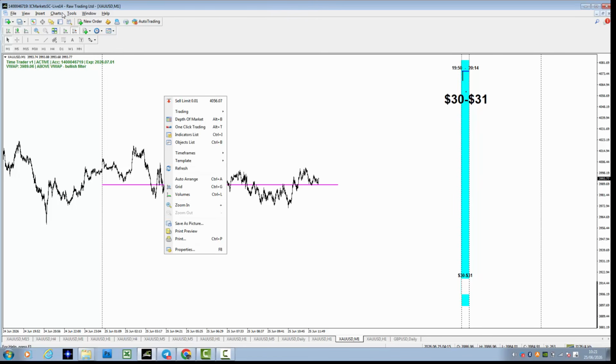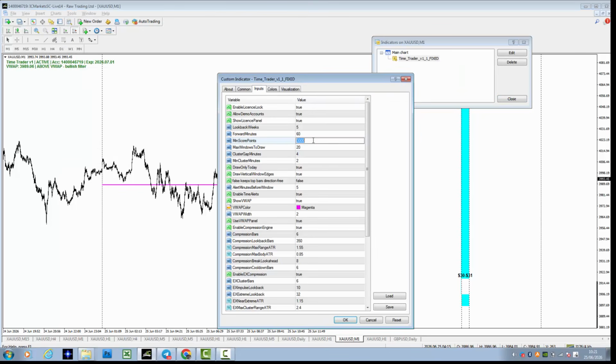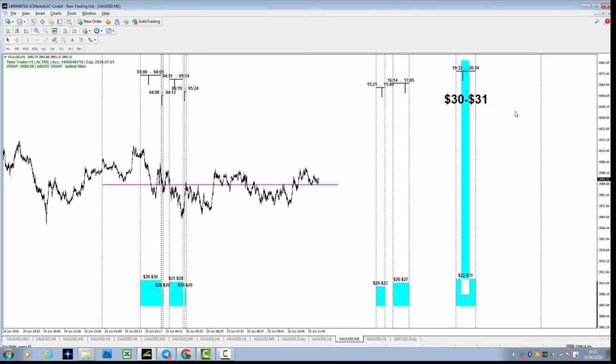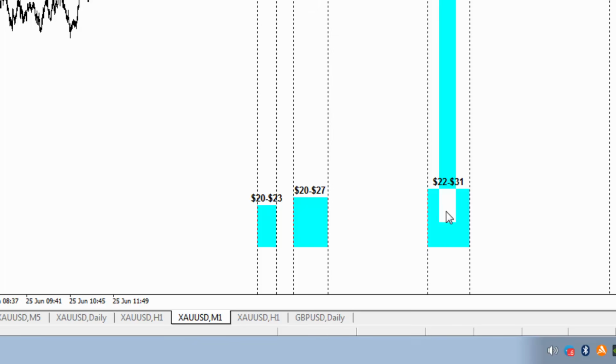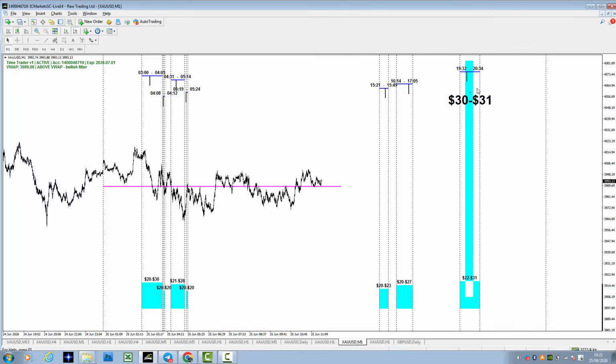Dead excited for this. So we go to chart, indicator list, we get this, and how much is a $20 move? Well, it's 2,000 points. So let's see what it throws up for us here. Okay, this is looking really interesting. We've got two $20 moves, and of course our $20 move is going to overlap our $30 move. So you can see that they're definitely working in the right zone. Here we've got a $20, $23 move, and here we've got a $20, $27 move.